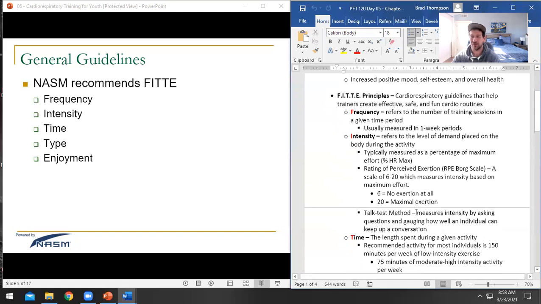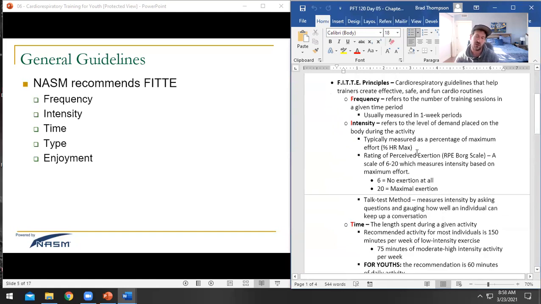Aside from that, when you're first thinking of doing cardio, right? NASM is going to recommend that you follow the FITTE principles, F-I-T-T-E. By the way, the FIT principles are not a NASM thing. They just usually exist as F-I-T-T. All personal training certifications cover this, but NASM tacked the E on at the end because enjoyment is actually pretty important when it comes to cardio.